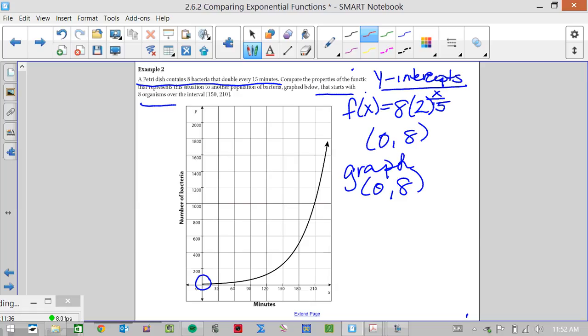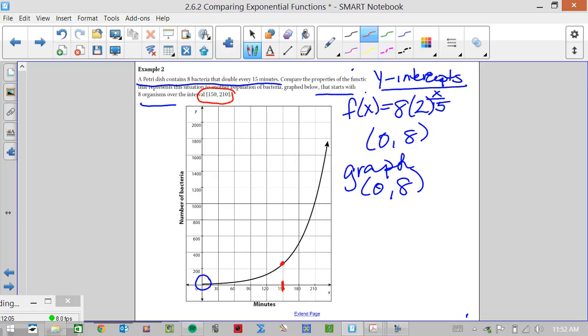Let's take a look at their rates of change. The interval over which we need to look at their rate of change is 150 to 210. So let's start on the graph this time. Let's look at 150, which is right here for my x value. When I look at my graph, that point is right here. And these are going up by 200, and that isn't really 300. I'm going to say that's maybe 250.